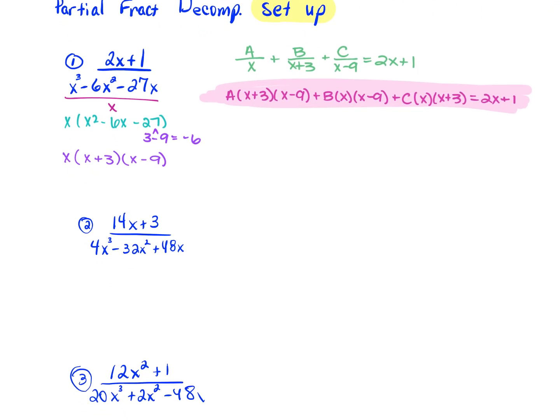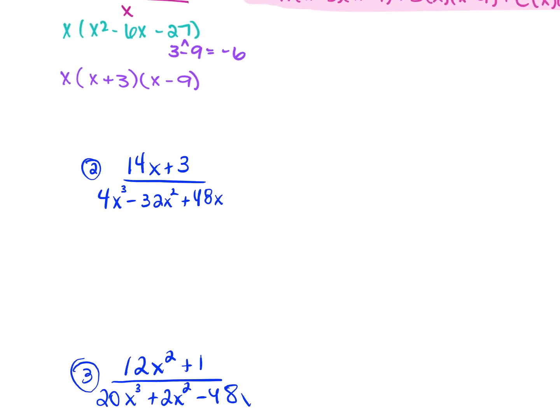For number 2, you have 14x plus 3 all over 4x cubed minus 32x squared plus 48x. Your greatest common factor on this one is 4x. So we're going to factor the 4x out first. That's going to leave you with x squared minus 8x plus 12. Your factors of 12 that added to be negative 8 are negative 2 and negative 6. So that gives you 4x times x minus 2 times x minus 6.